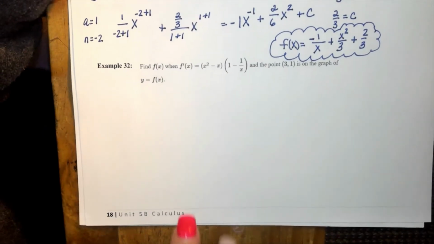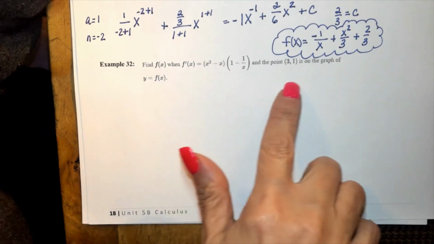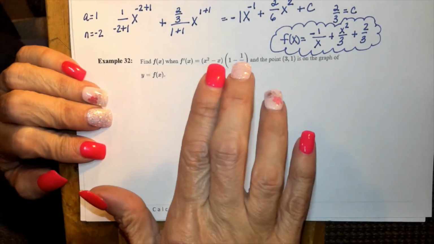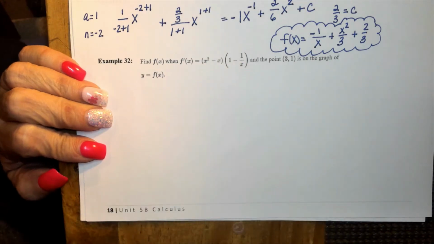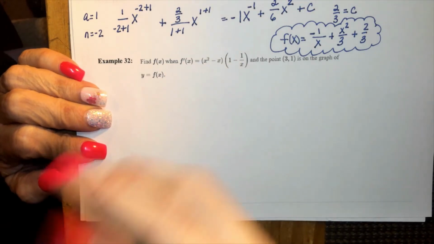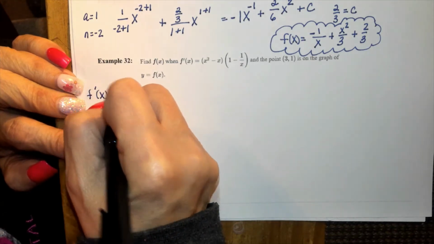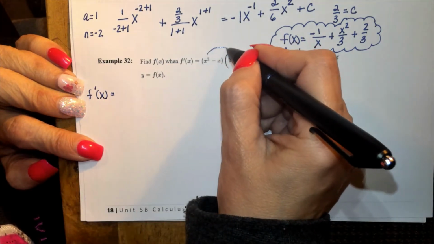Okay, so find f of x when f prime of x is this. The point (3, 1) is on the graph, and we're going to use y equals f of x. First off on this one, because I can't use the product rule on integration, I'm going to have to say that f prime of x equals, I'm going to have to do some hippity-hoppity here.